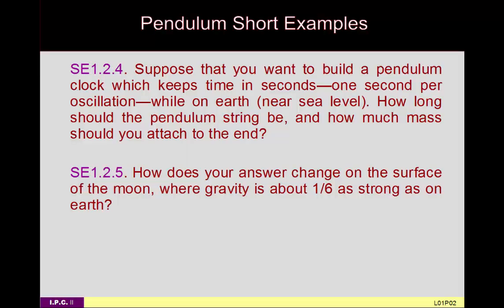So follow-up question, suppose you took this pendulum to the moon, what is going to change? On the moon, gravity is about a 6th as strong as on the Earth. Mass doesn't matter here. So I guess the question remains, you want to keep time in seconds, 1 second per oscillation. How long do you need to make the pendulum now?